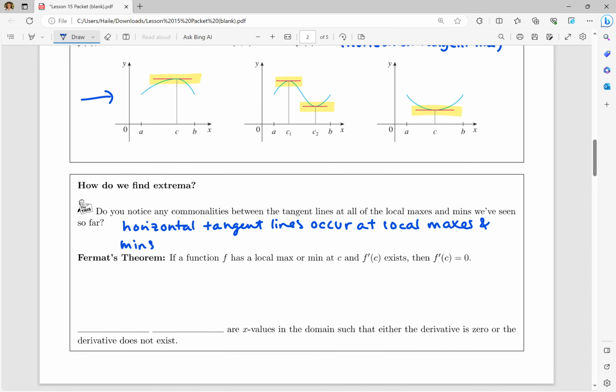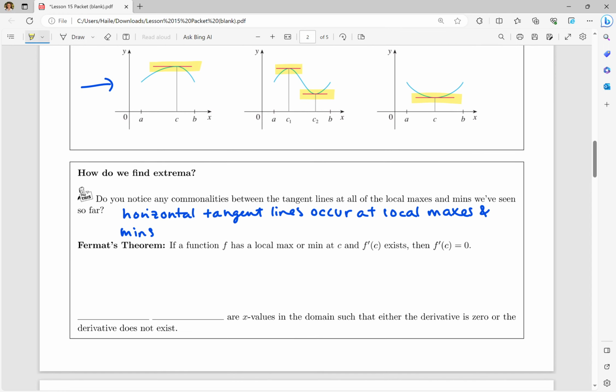So this next theorem is crazy cool. This is called Fermat's theorem. I'm even going to highlight it because it's so cool. What's so cool about this is if a function f has a local max or min at c and the derivative at c exists, then the derivative at c is 0. Okay, so let's unpack this because it's a pretty short theorem. Let's really unpack this and see what this is saying.